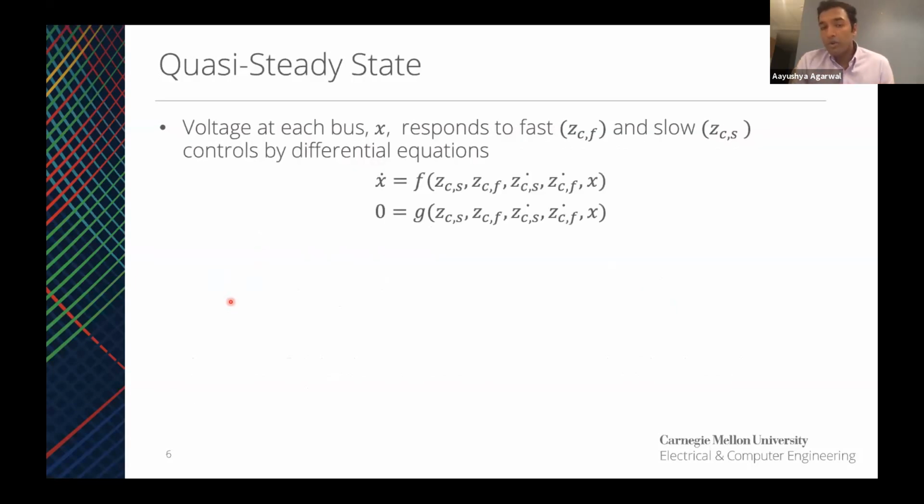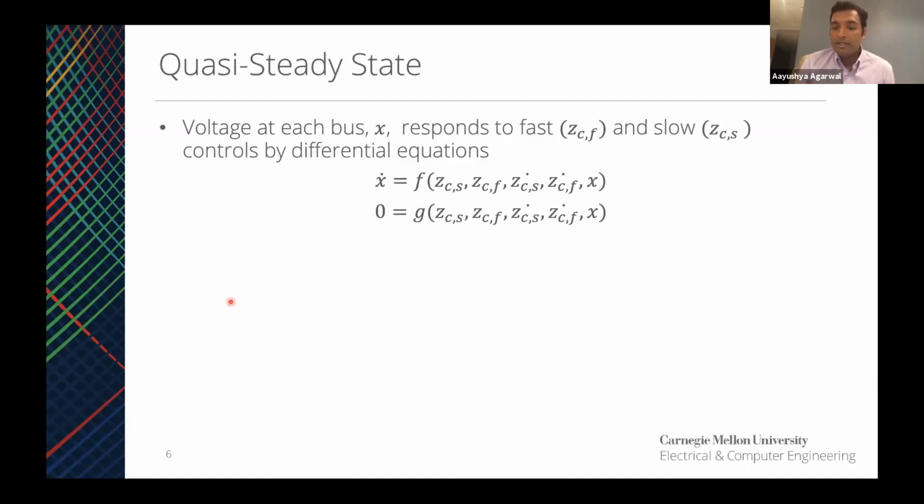So you can write out the ODEs corresponding to the power grid, with X representing the voltage at each bus. And then we have some nonlinear equations, and it really responds to two sorts of controls. You can define it as fast controls and slow controls. We'll talk later about how we actually define those.